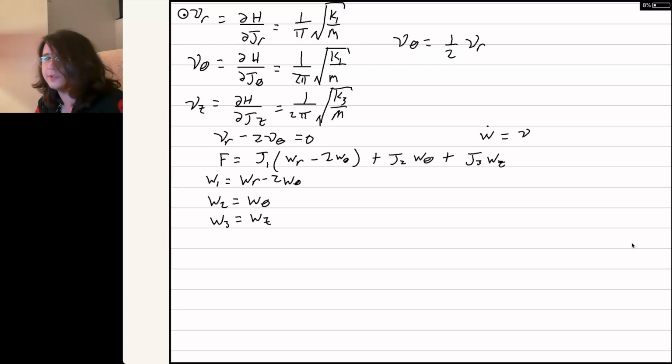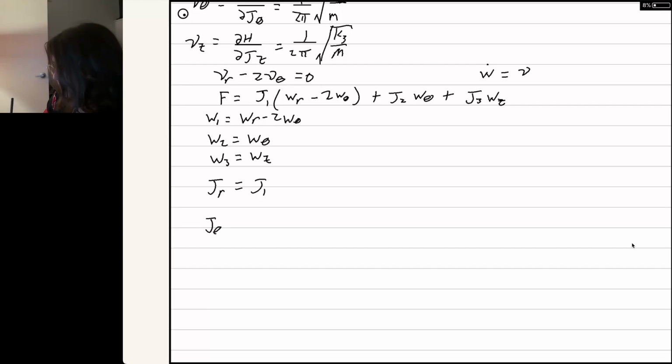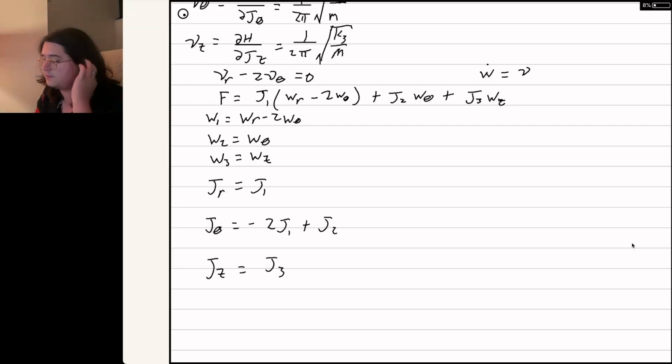The transformation equations for the actions then will be Jr is equal to J1, J theta is equal to minus 2 J1 plus J2, and Jz is equal to J3. I'm leaving out the derivation of that because it's a really simple formula to use. It is in the chapter, and it's just a summation of terms and constants that you use throughout the problem that end up giving you the right transformations of actions.